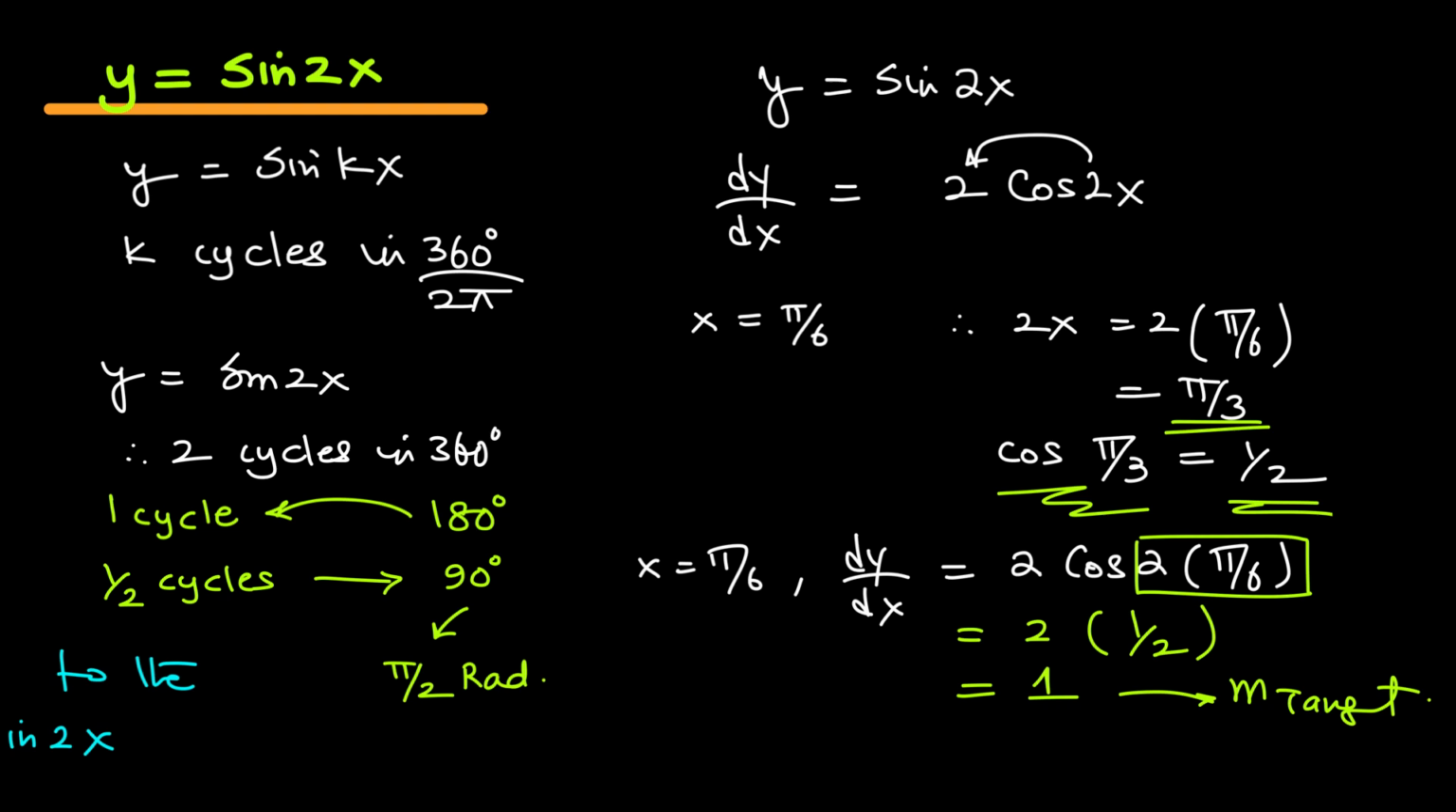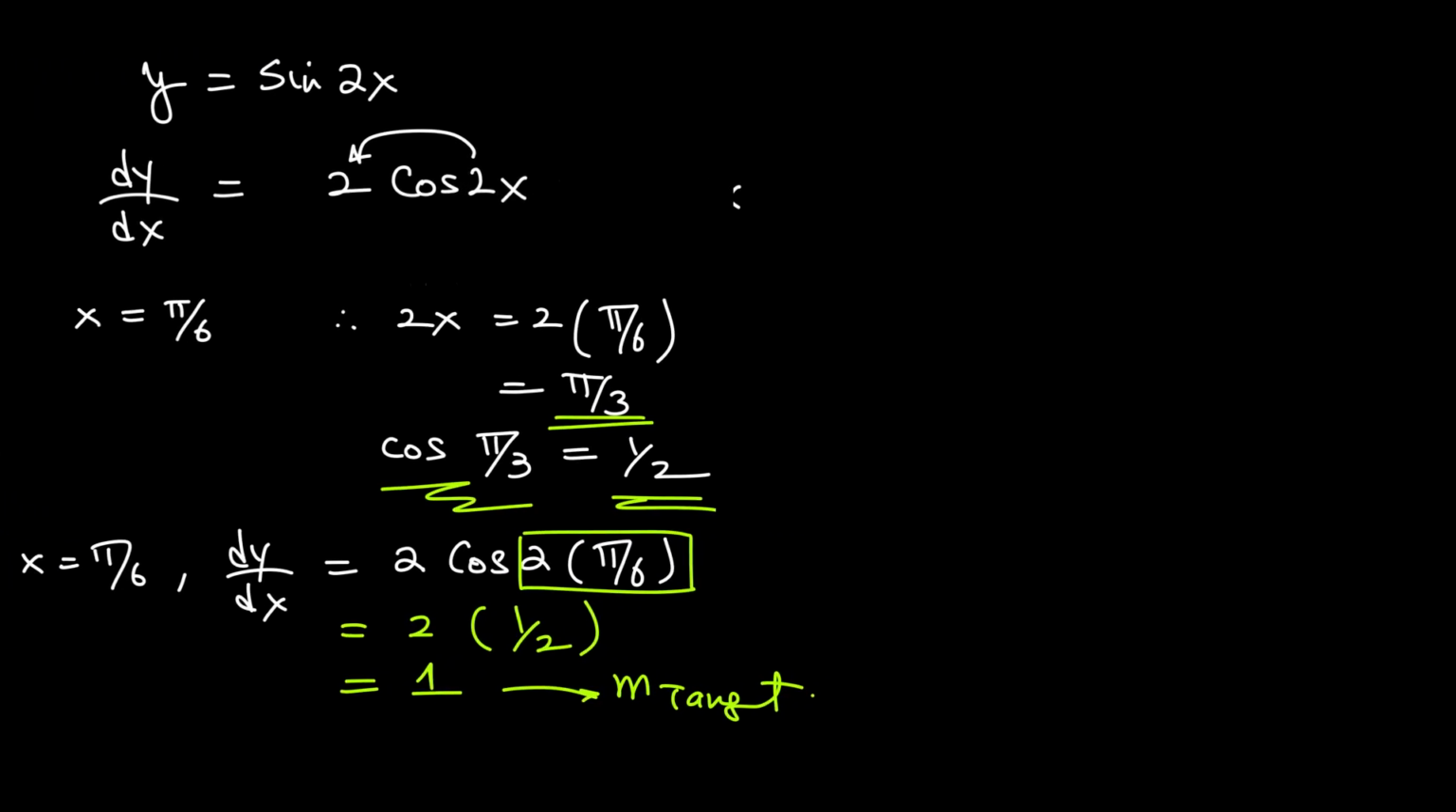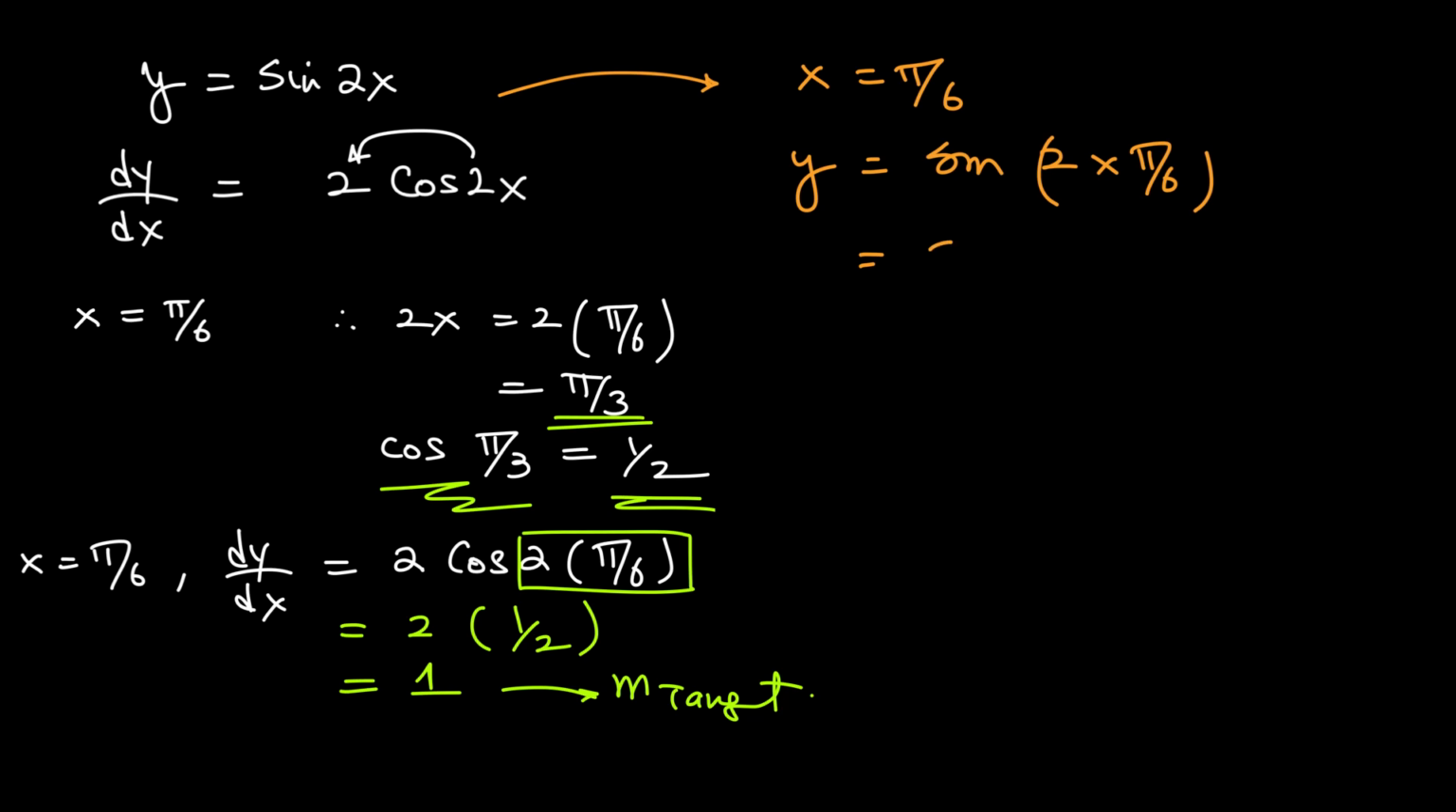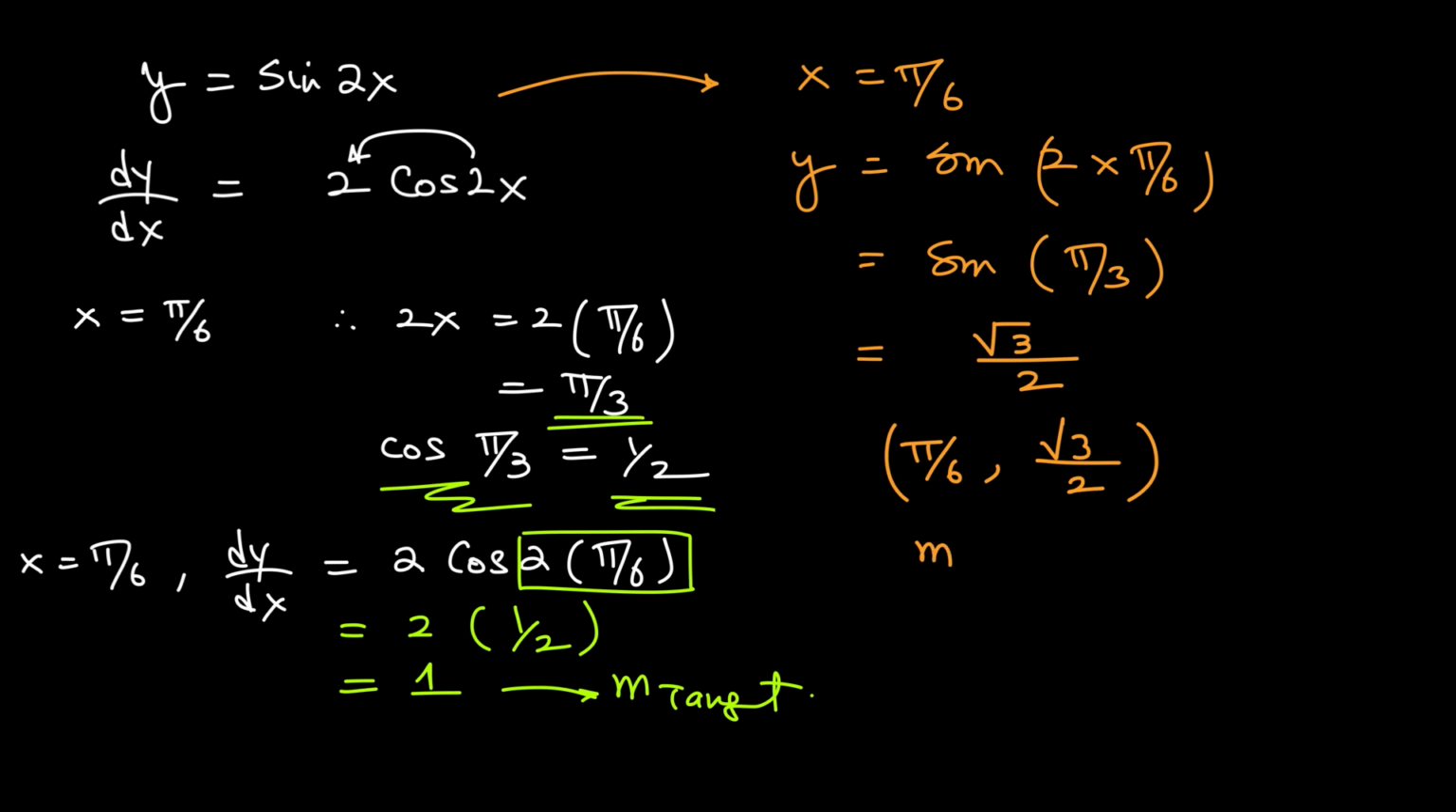Now, what are we supposed to do? We are supposed to find the y coordinate also. When x is pi by 6, y is sine of 2 times pi by 6. That is sine of pi by 3, which comes out to be root 3 over 2. So the x coordinate is pi by 6, the y coordinate is root 3 over 2, and the gradient of the tangent is positive 1.